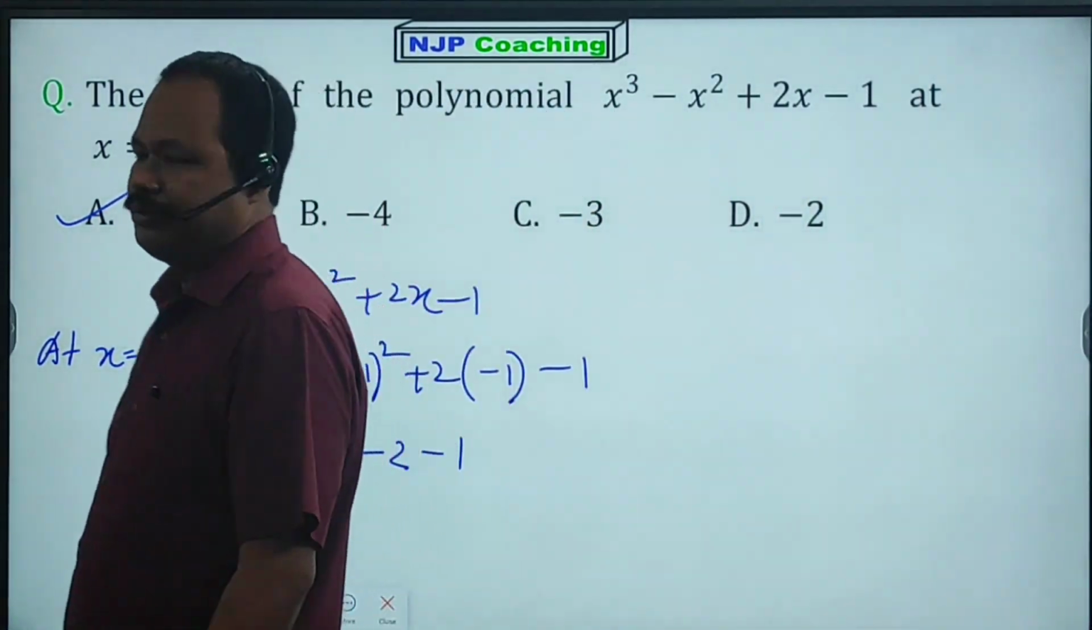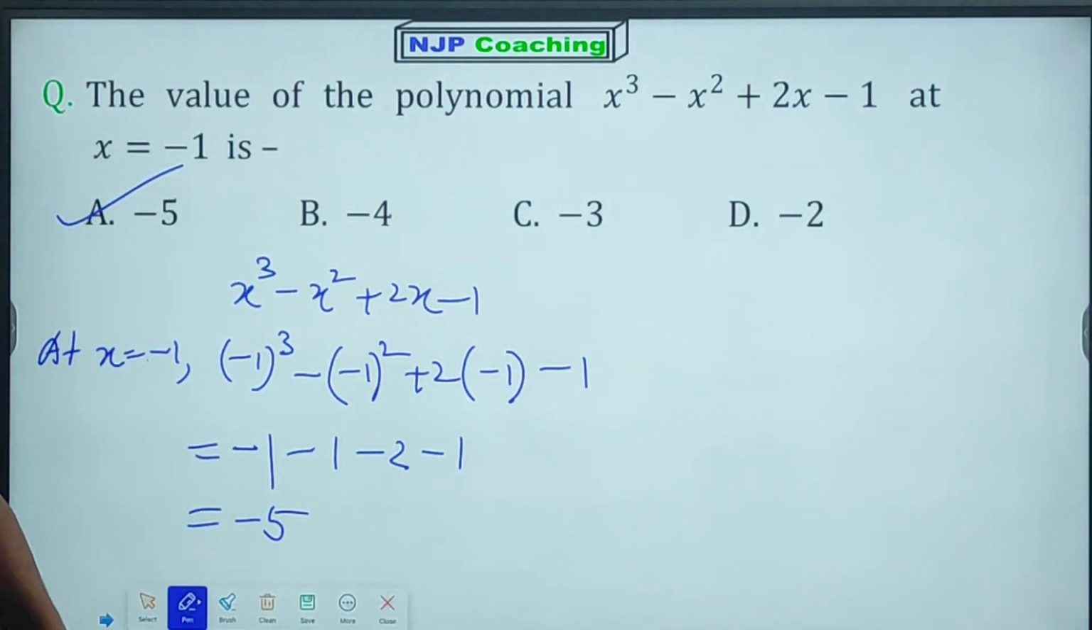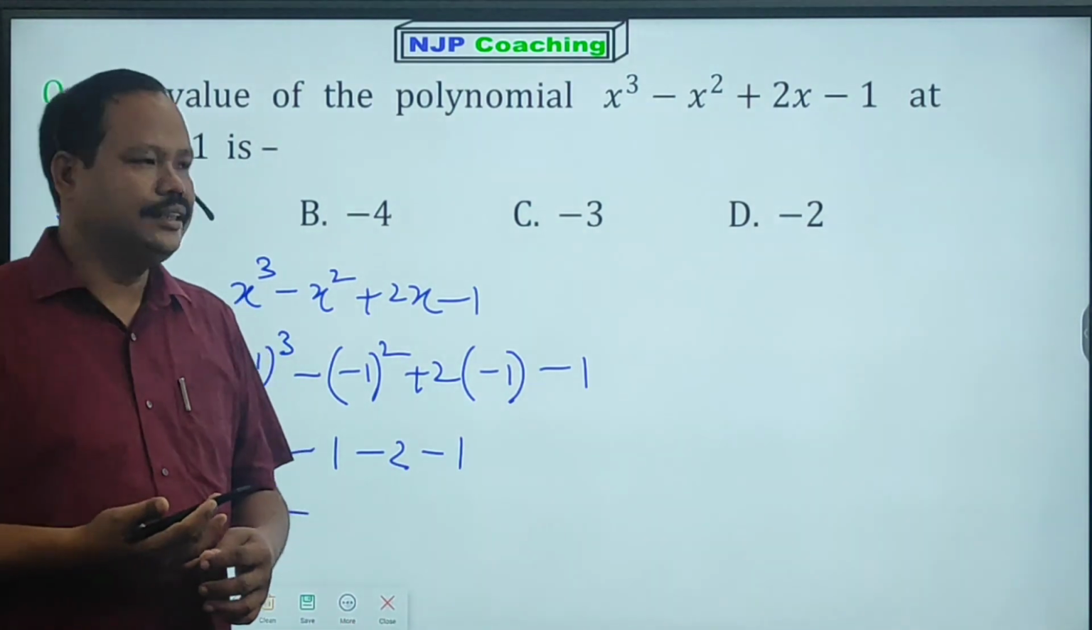Minus 5. So the value of the given polynomial at x equal to minus 1 is minus 5.